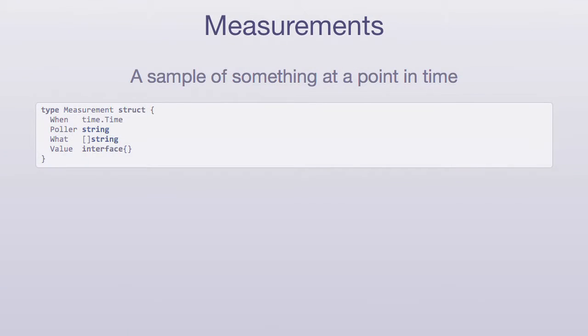So measurements are pretty simple. This is a little bit of Go code taken directly from SHH. When the poller is represented as a string, basically a slice of strings is what is being measured at that given time, and then the value. And you'll notice the value is not an int or a float or anything like that. It's an interface, so we can be a little bit flexible with that. Right now, though, SHH only supports floats and ints in the system. Well, actually, unsigned ints and floats.